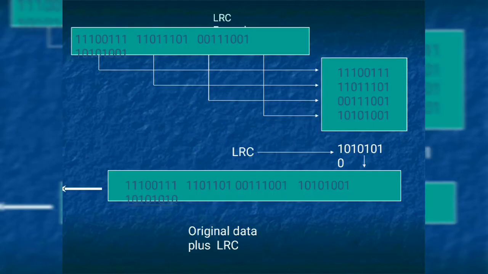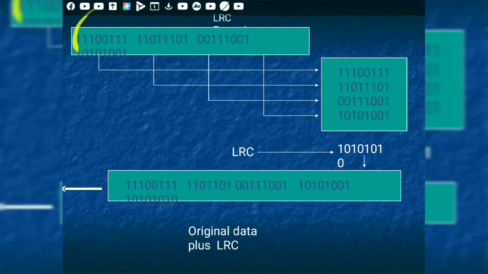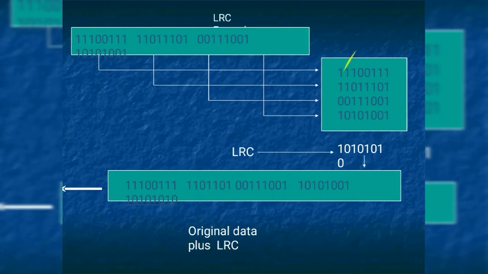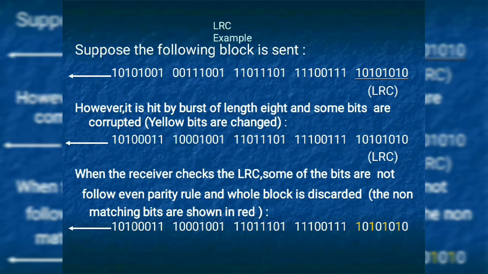From this block you are going to understand: these are the data bits you are going to transmit, arranged in columns. In the first column the number of ones is odd, so you add a 1 as a redundant bit. In the second, the number of ones is even, so you add a 0 as a redundant bit. Depending on these redundant bits you are going to detect the errors. These redundant bits are transmitted along with the data units only.